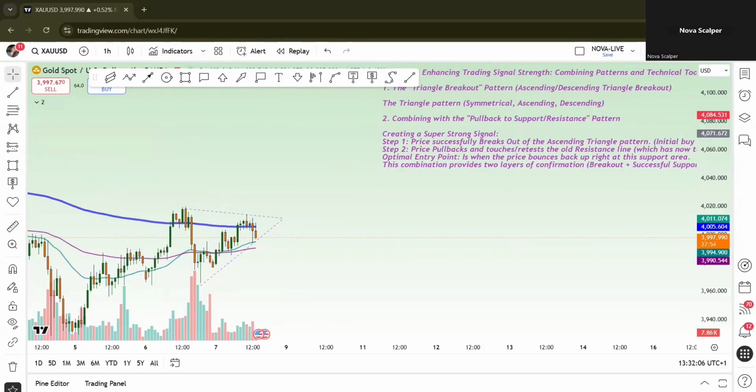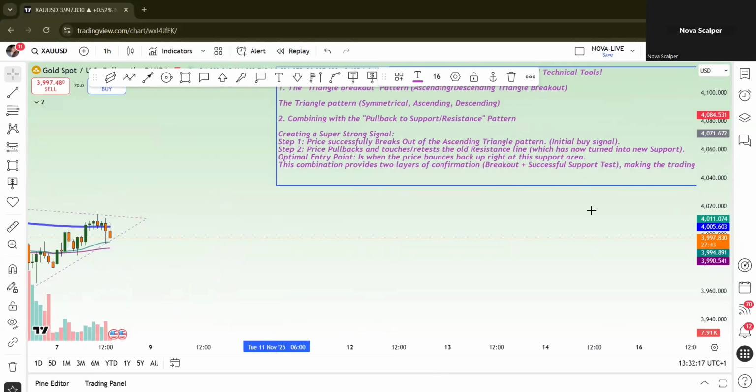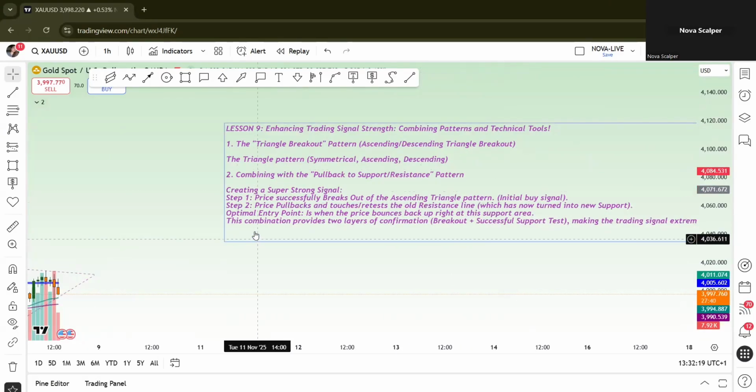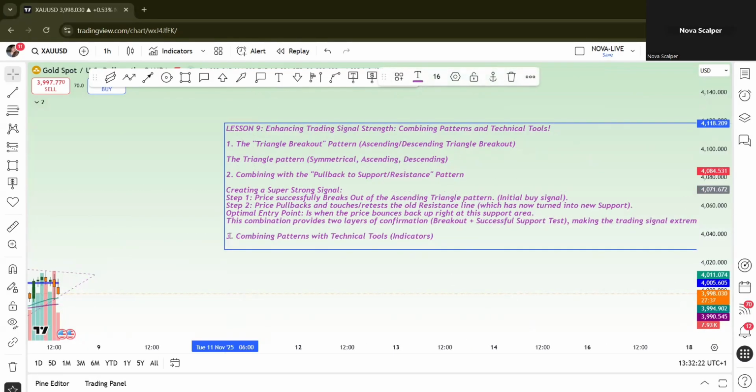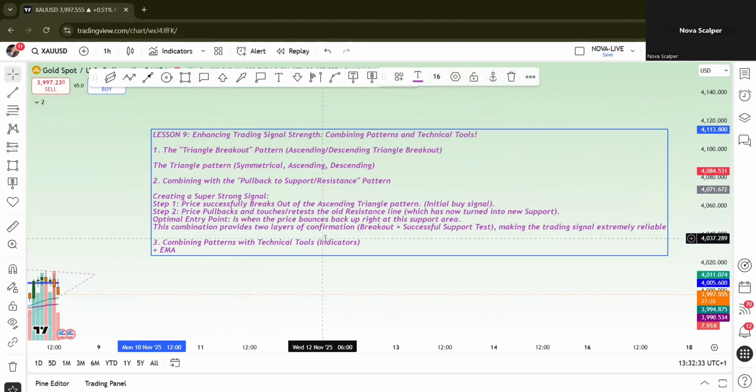And the next method, we will combine patterns with technical tools. Technical tools, and the first one, this is my favorite technical tool. I always use it in my trading analysis. EMA.